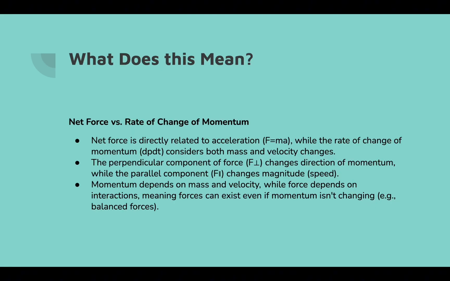We have net force versus the rate of change of momentum. So net force is directly related to acceleration, while the rate of change considers both mass and velocity changes. The perpendicular component of force changes the direction of momentum, while the parallel component changes the magnitude, speed. And the momentum depends on mass and velocity, while force depends on interactions, meaning force can exist even if momentum isn't changing, which balanced forces include.